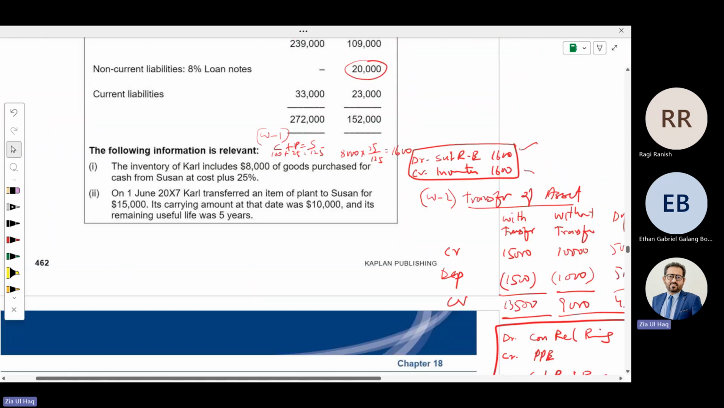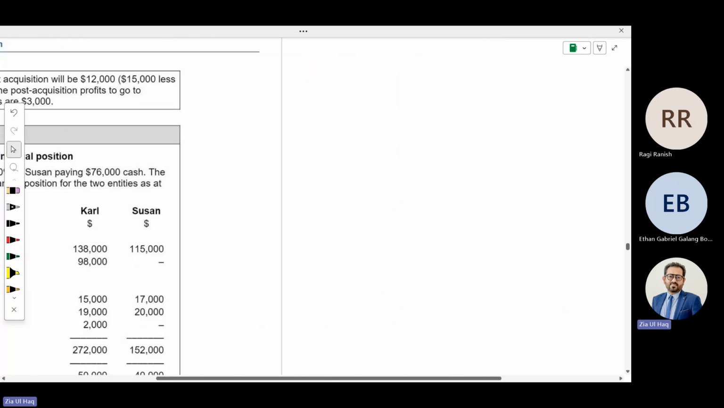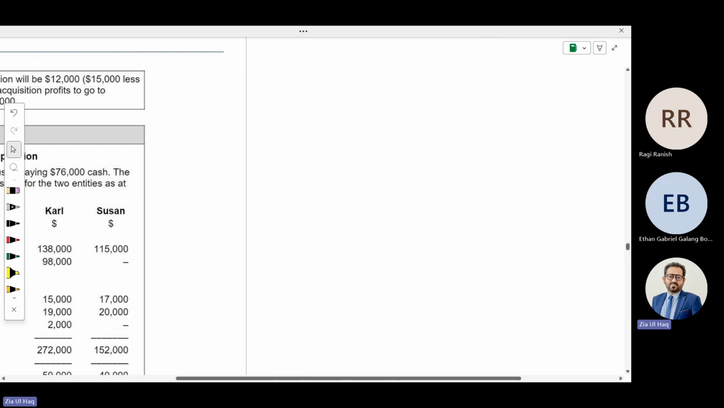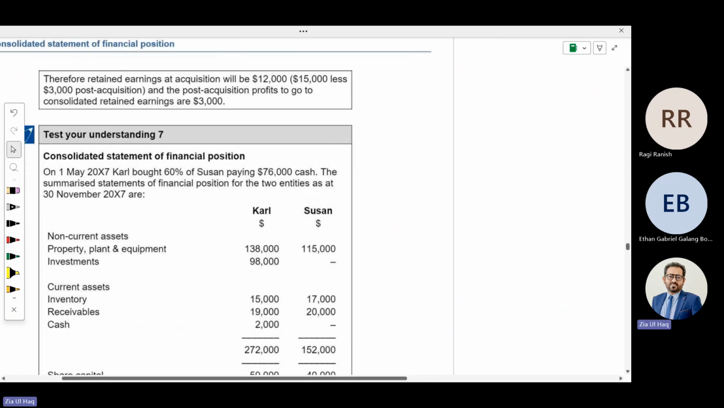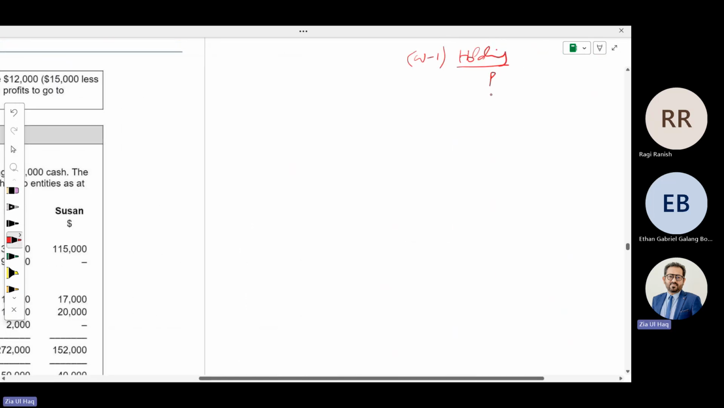So now we are moving towards our main calculation working that we perform normally. So first working one, that is holding. How much is the holding of parent in subsidiary? 60%. So P acquired subsidiary 60% on 1st May. And year end is 30th November. This means 7 months.